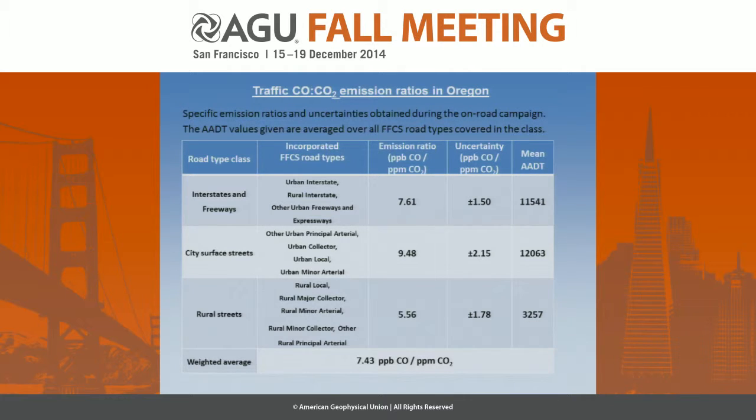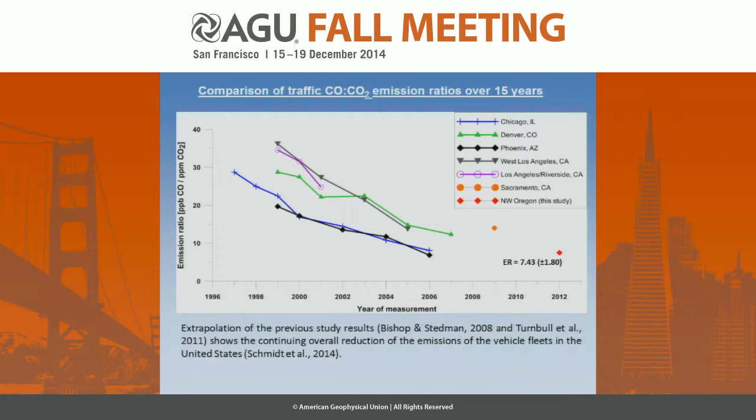That looks actually a little better on the big interstates and freeways. Mostly that could be explained by the fact that we don't have those cold starts. In addition to that, we have a larger portion of diesel vehicles with generally lower CO emissions. Our weighted average of 7.43 ppm fits very well in the trend if you compare that to measurements over the last 15 years in the US. And it clearly shows that over time, with the modernization of the vehicle fleet, the CO2 emission ratios decrease, and our value, shown here as a red diamond on the right, pretty much fits into that trend.